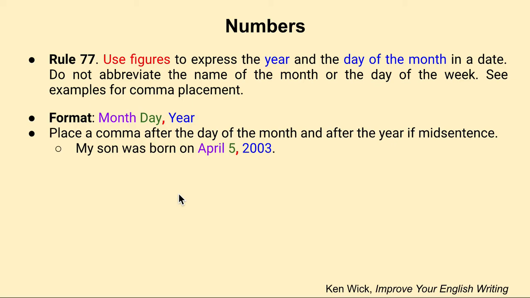Some examples: my son was born on April 5, 2003. Here you have the month, the day expressed in a figure, a comma after the day, then the year. Next example: I went on June 18, 2018, to see the doctor. Here we have the month spelled out, the day as a figure, a comma, the year, and then another comma.